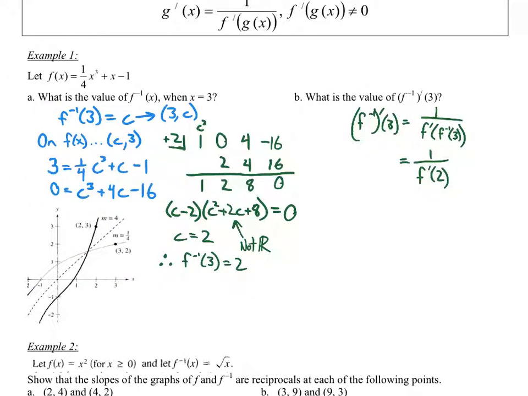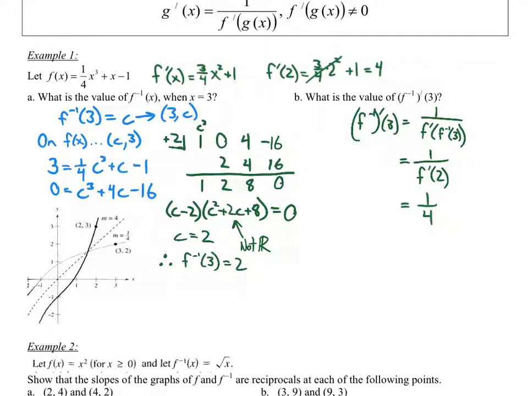And f prime of 2 we can get pretty easily here. f prime is 3/4 x squared plus 1. So f prime of 2 is 3/4 times 2 squared plus 1. Well, that's 3 plus 1, which is 4. So I know this is 1/4.